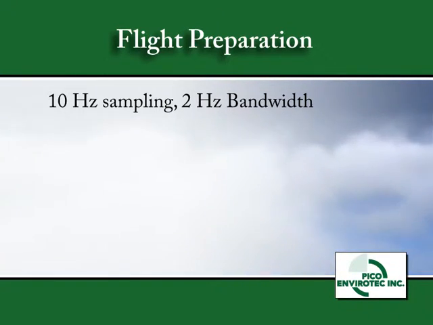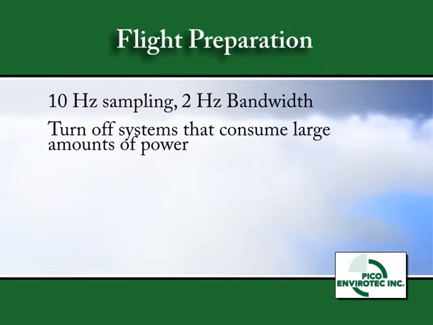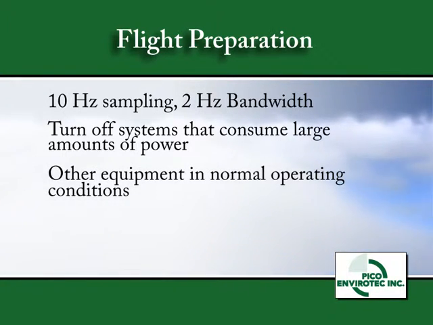Aircraft systems that consume large amounts of power should be turned off. Air conditioners can be placed in a mode where the compressor and fan systems are continually on and do not cycle. All other equipment that would normally be on during the survey should be in normal operating conditions.